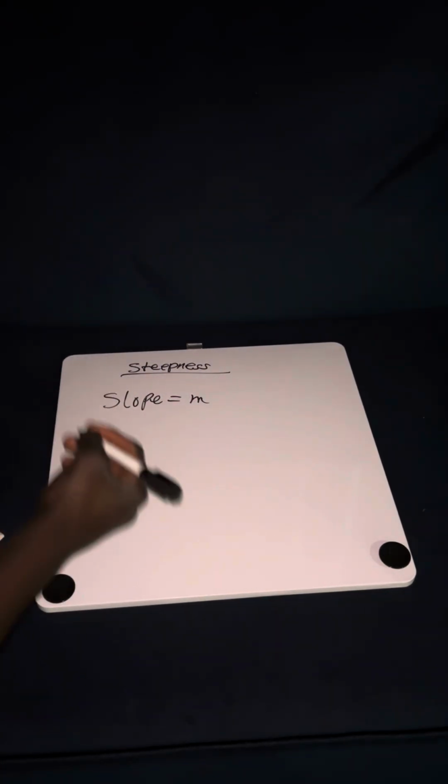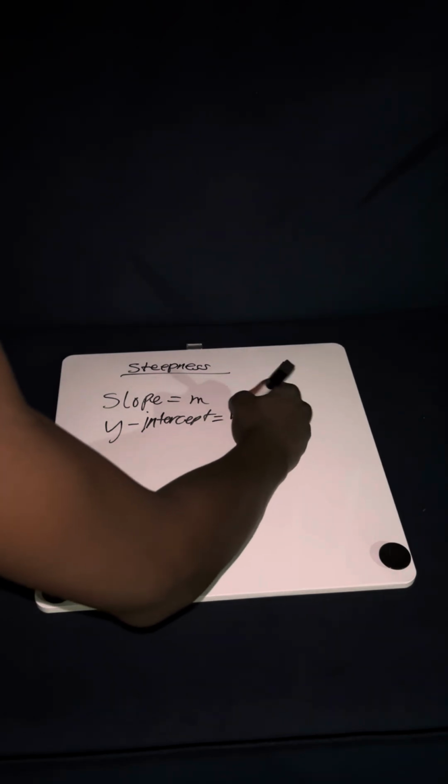Today we are going to learn about slope-intercept and what we mean by the slope-intercept form. When you talk about the slope-intercept form, it is about knowing the steepness of a line. So what are you supposed to consider? You are supposed to consider the slope, which is represented by the letter M, and also the y-intercept, which is represented by the letter B.